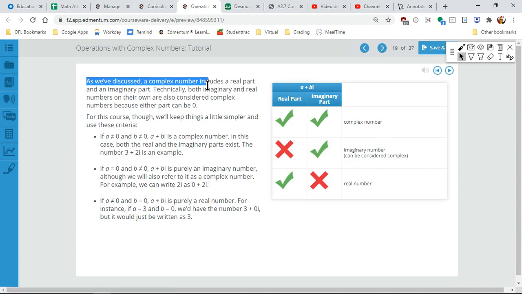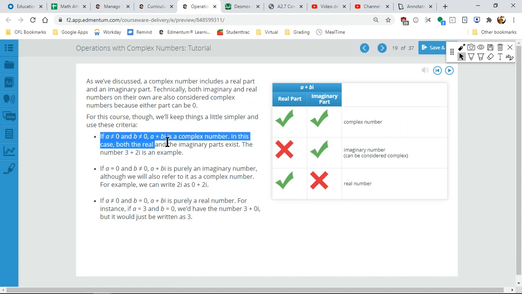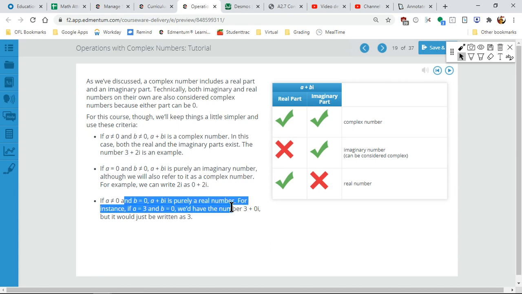So, as we discussed, a complex number includes a real part and an imaginary part. So A cannot be 0 and B cannot be 0. If A was 0, then it's just an imaginary number. If B was 0, then it's a real number. So basically a complex number has to be real and imaginary. I don't even know why they wasted time making this slide. I feel it's very obvious. So a number can be real, imaginary, or complex.